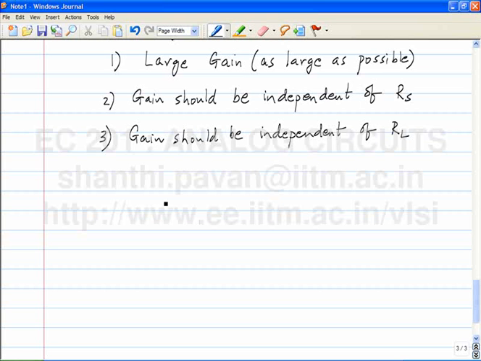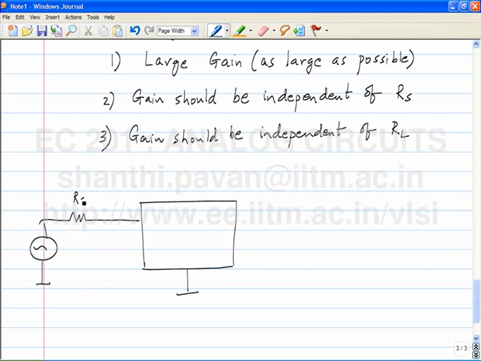Which means then that I have this 3-terminal 2-port excited by a small signal Vs, having a load RL, and we need to figure out what there must be inside this 2-port in order that we try and tick off all the three items on our wish list. Does that make sense? Great.